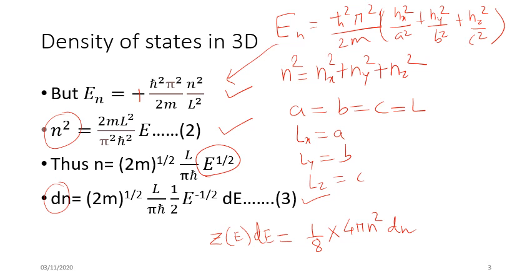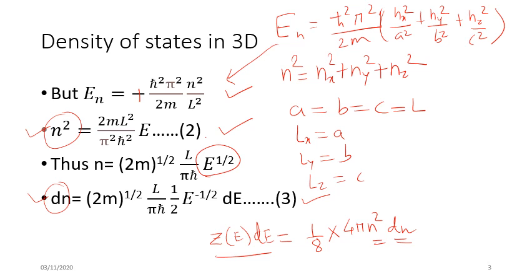So that's why I want this n square and this dn, to get the value of Ze, that is the density of states between energy E and E plus dE. That's why I differentiate, and that's why I have obtained the n square and dn values. So I will put equation number 2 and equation number 3 into this equation, the values of n square and dn.